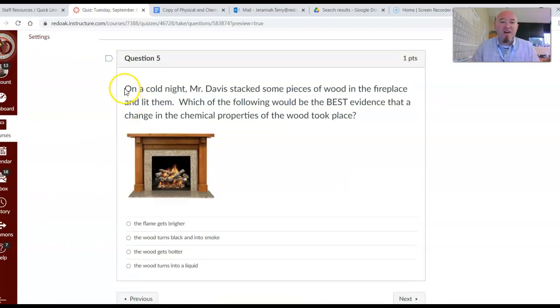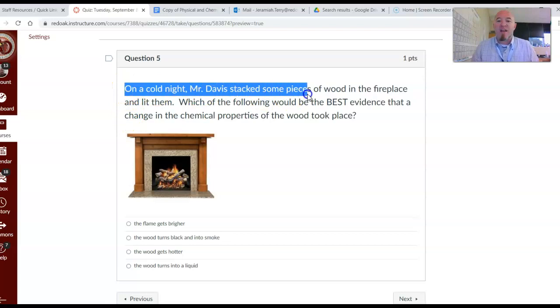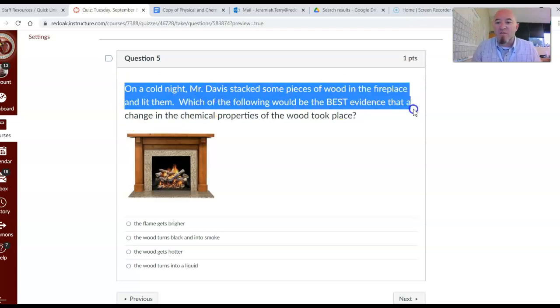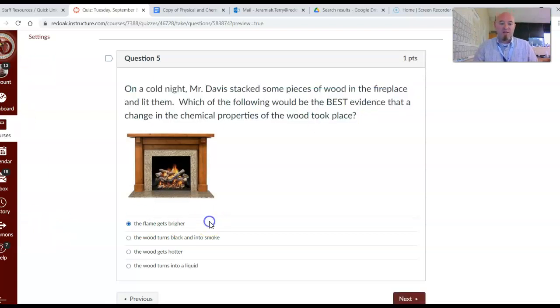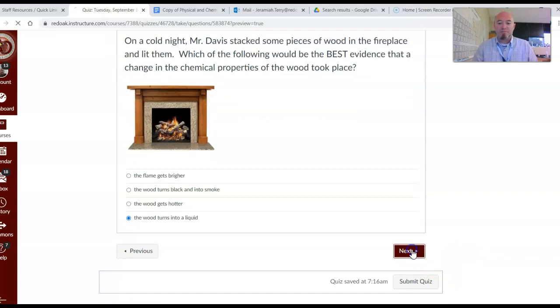Okay, question 5. On a cold night, Mr. Davis stacked some pieces of wood in the fireplace and lit them. Which of the following would be the best evidence that a change in the chemical properties of the wood took place? Is it A, the flame gets brighter, B, the wood turns black and into smoke, C, the wood gets hotter, D, the wood turns into a liquid?